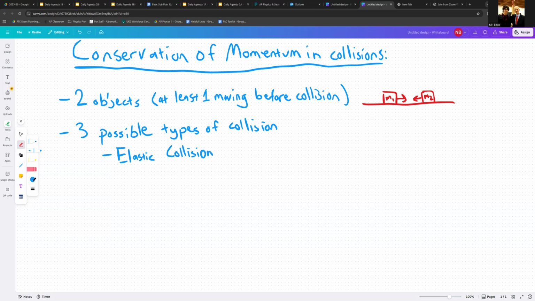We're going to talk about two ways to identify what type of collision it is. One is generally what happens after the collision. So what we generally see here is the objects bounce off each other, opposite to their original direction of motion.